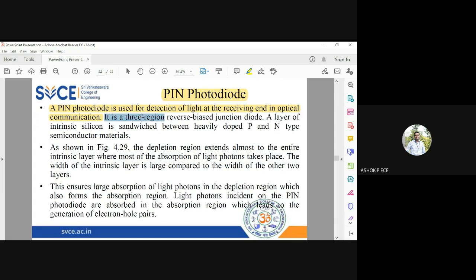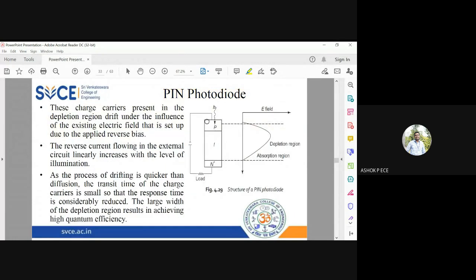So as I told you, PIN has 3 layers: P, intrinsic, N, and it is a reverse bias diode. You have an intrinsic layer which is between the heavily doped P and N type semiconductor materials. See the diagram: I have a P region, I have an N region, and I have an I region. And this P and N are heavily doped. In the middle I have this intrinsic region, and I told you it is operated in reverse bias.